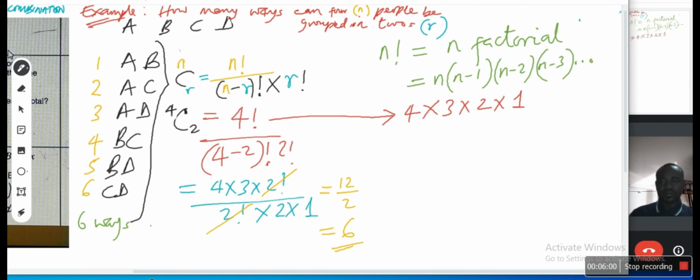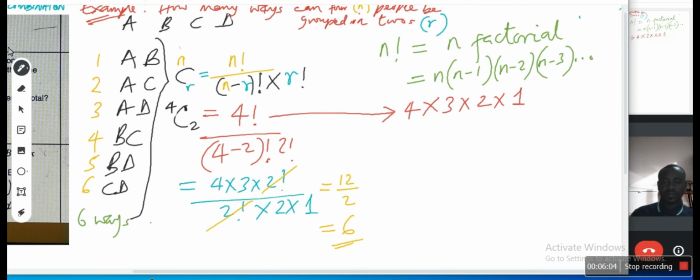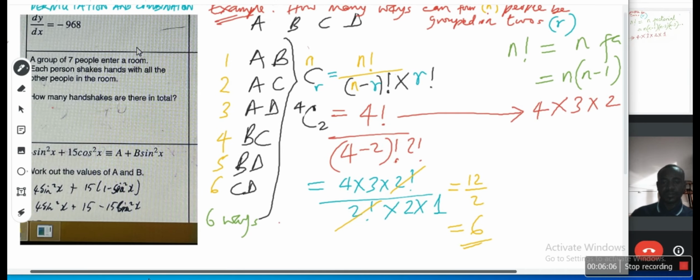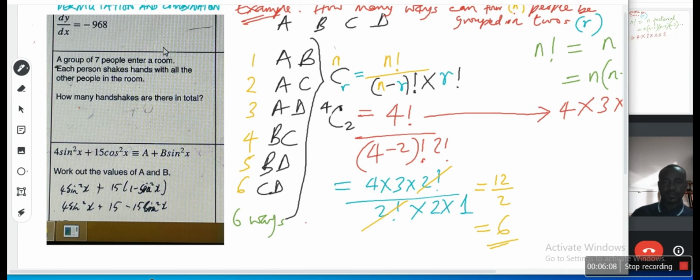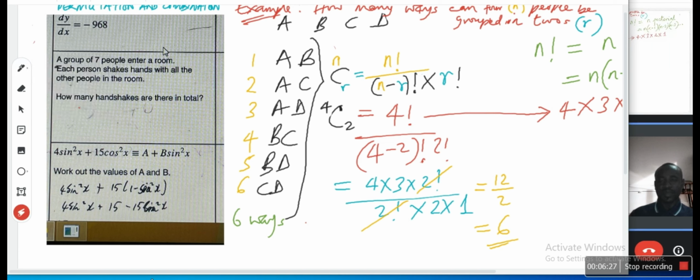So it's 4 times 3 times 2 factorial in the numerator, over the 2 factorial in the denominator. Let me tell you why I wrote it like that. Let's look at this example here.